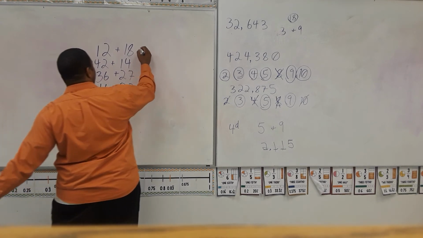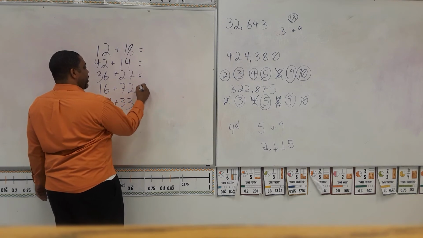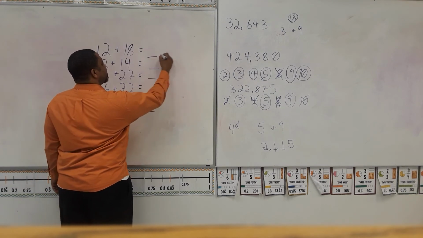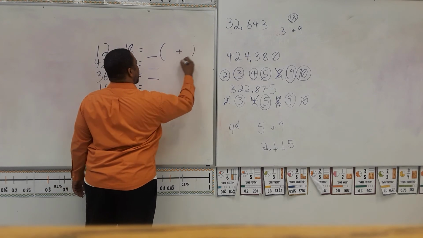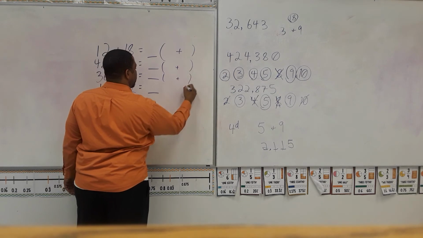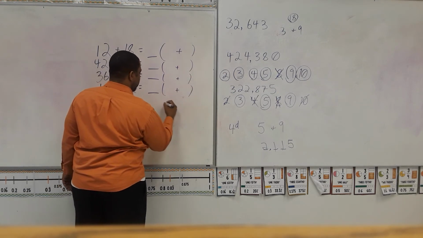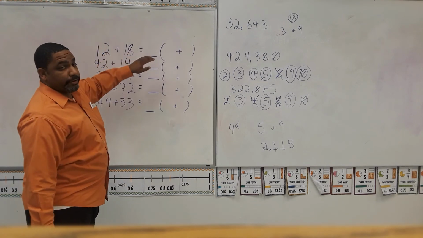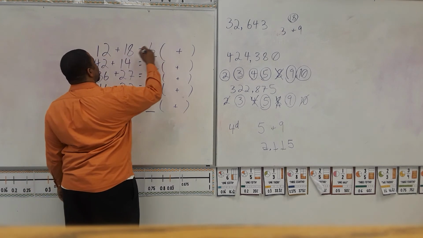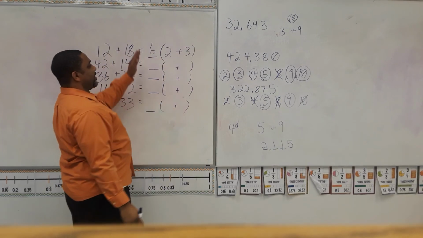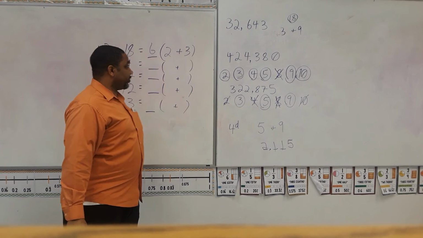So each of these we're going to separate like this. It's going to be some whole number times another whole number plus a third whole number. All right, so greatest common factor, 12 and 18 is going to be 6. 6 goes into 12 2 times, 6 goes into 18 3 times. So we got 6 times 2 plus 3.